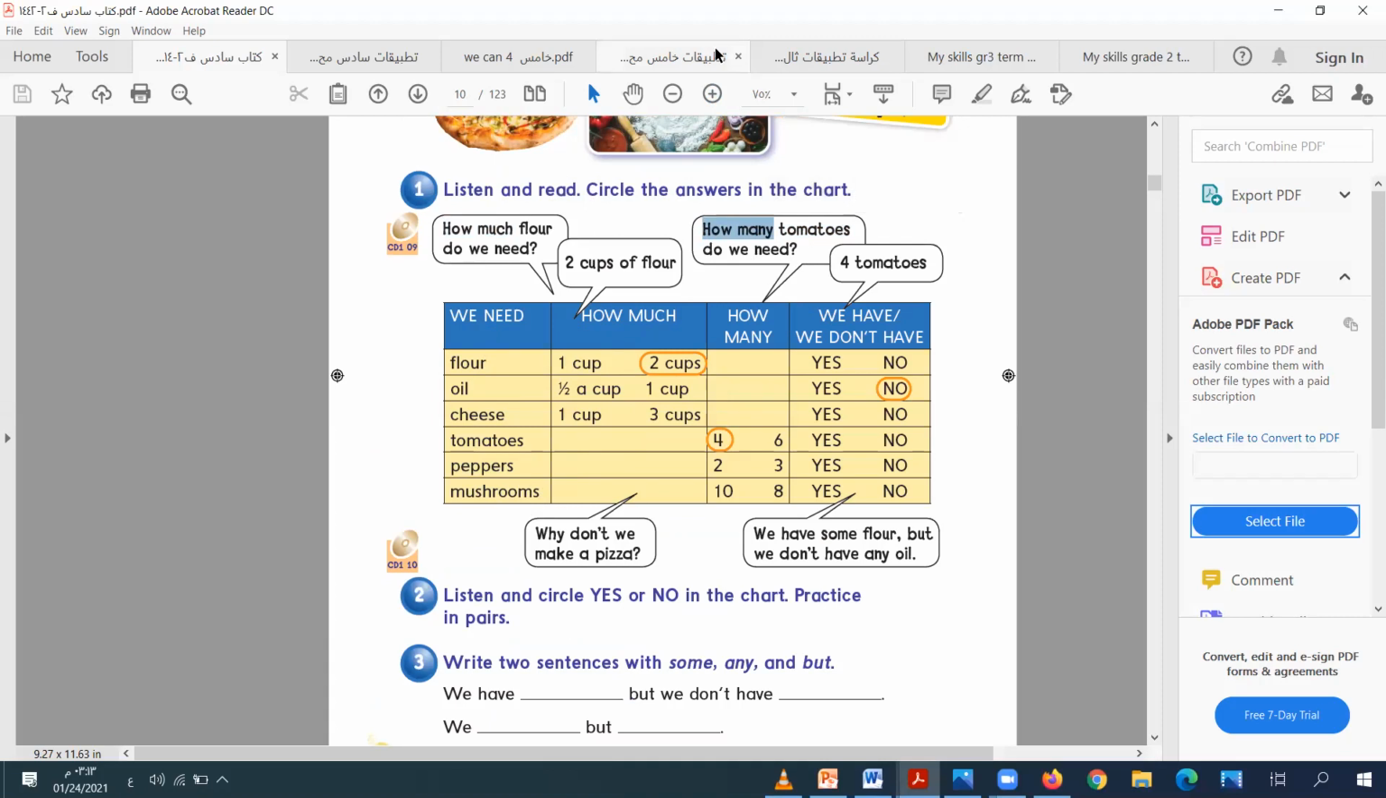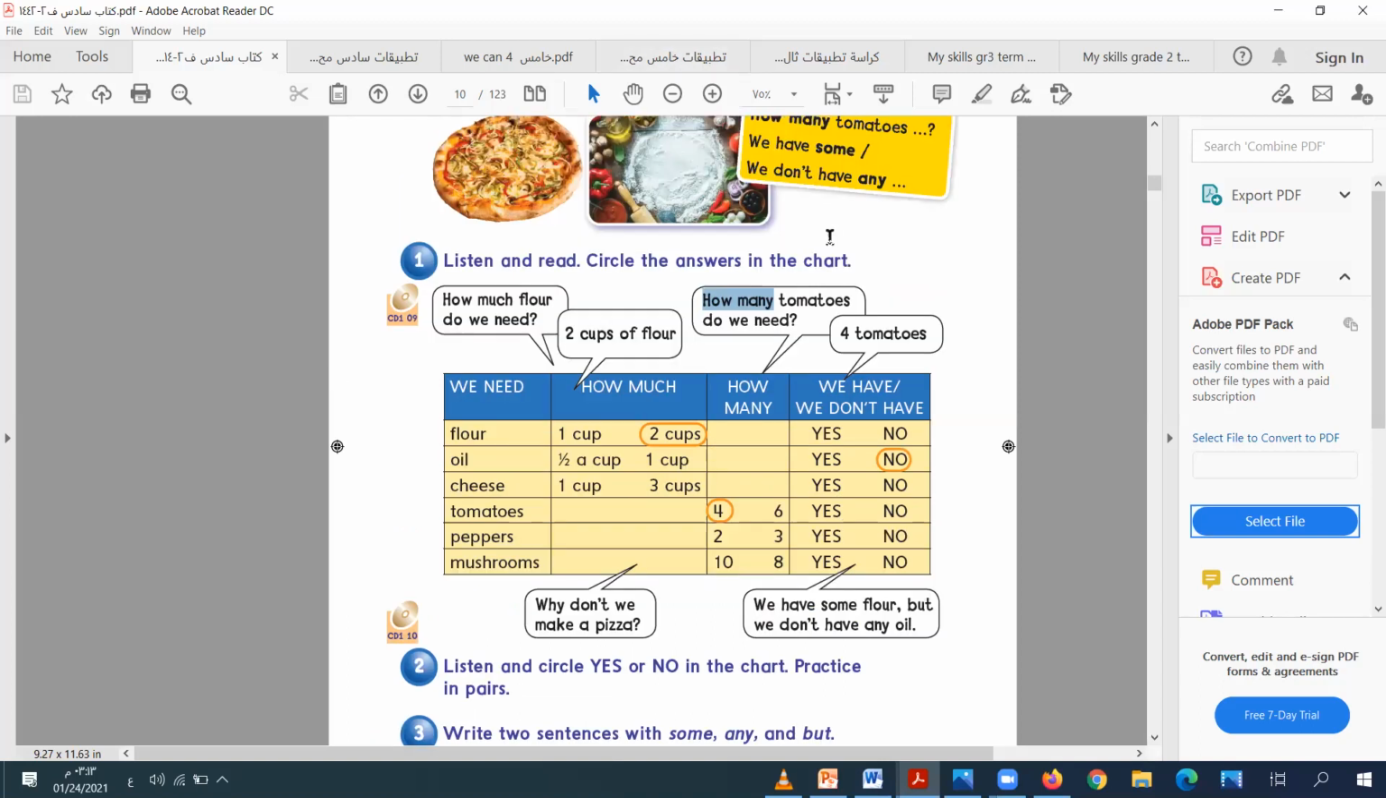Okay, it's easy now to differentiate between how many and how much. Again, I said, how many for countable nouns, how much for uncountable nouns.